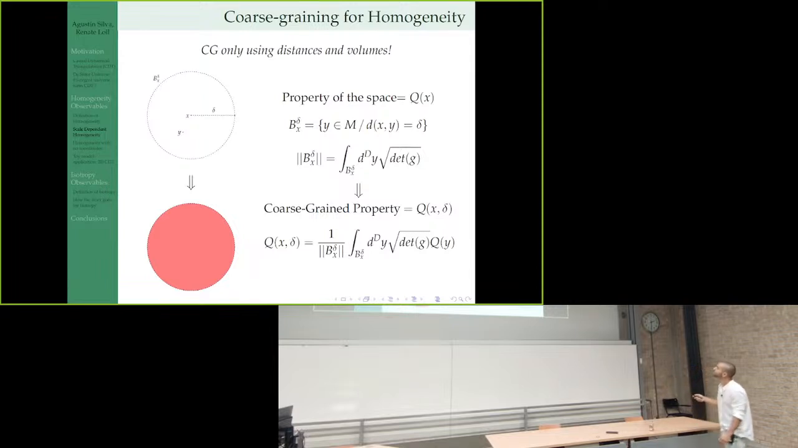To introduce some notation, as I said, we define geodesic balls as all the points that lie at a certain distance from the origin. So x is a point in the space-time. We know how to measure distances, so we know how to create geodesic balls. This is a notation for the volume of a geodesic ball, which we also know how to do, because we simply count the number of elements at a certain distance. And then we define the coarse grain property, Q of X, as simply the average of a property inside its geodesic sphere at a certain scale delta. Remember that this delta is just the radius of the sphere. The larger the radius of the sphere, the more coarse grain your property is.